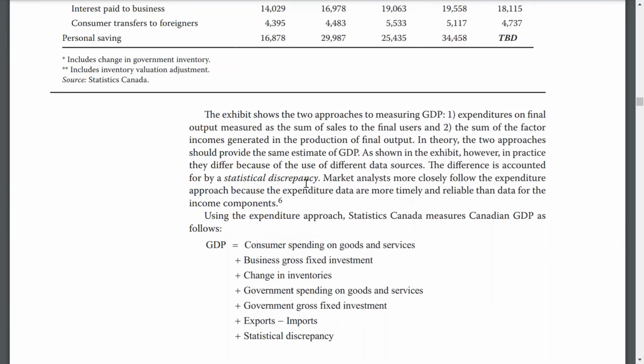The exhibit shows two approaches to measuring GDP: one, the expenditure on final output, the sum of the expenditures by final users, and two, the sum of the factor incomes generated in the production of final output. In theory, these two approaches should provide the same estimate of GDP, as shown in the exhibit. However, in practice, they differ because they use different data sources. The difference is accounted for by the statistical discrepancy. Market analysis more closely follows the expenditure approach.